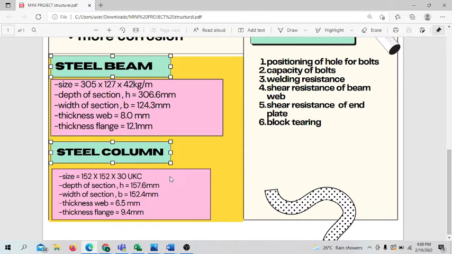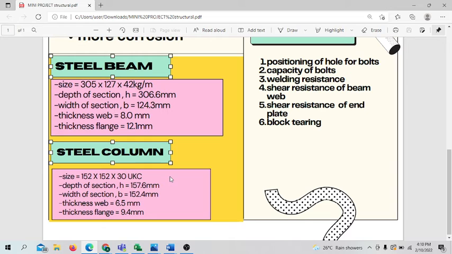And next we go to the steel column. The design procedure for the steel column is: first, select trial size of UC section. Second, check strength classification. Third, determine section classification. Fourth, check compression resistance of cross section. Fifth, check the buckling resistance of member.